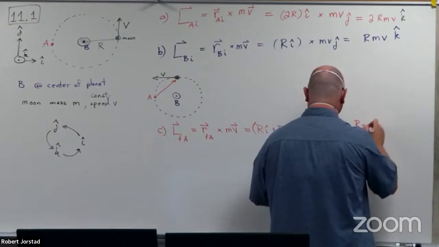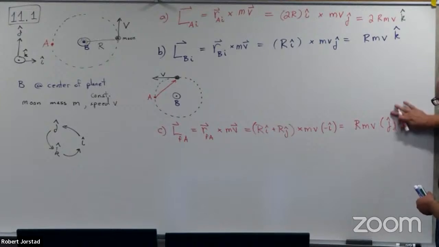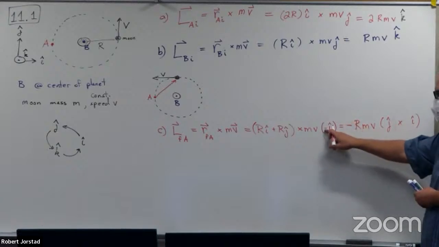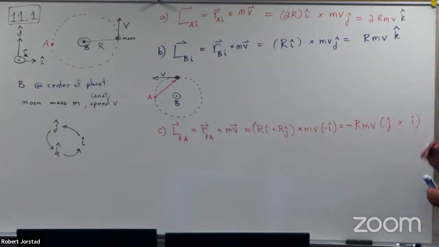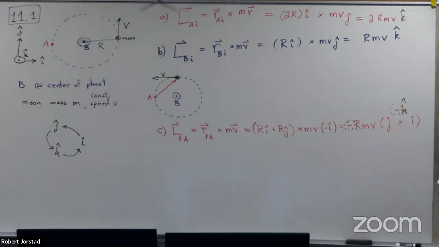R, M, V, J hat cross negative I hat. Can I factor this minus sign out to the front, please? There's a minus sign from here. There's an RMV, and then cross product, you got to keep the order. J cross I. What's J cross I? Negative K hat. Notice that this minus sign will cancel this minus sign, and we get RMV K hat.